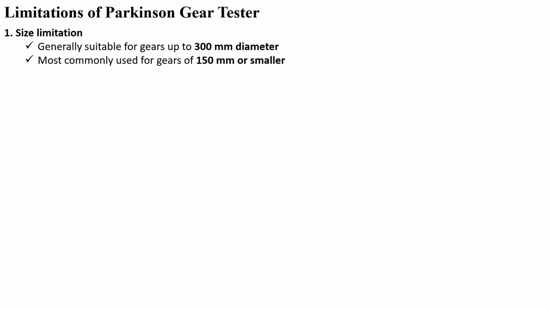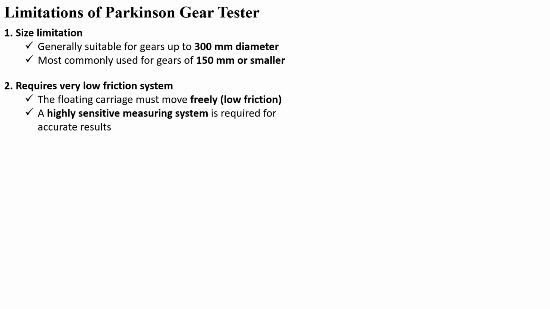This Parkinson gear tester also has certain limitations. The first one is the size limitation. This tester is generally suitable for gears up to 300 mm in diameter, but most commonly it is used for gears of 150 mm in diameter or smaller. The second limitation is that the test requires a very low friction system, which means the floating carriage must move freely, and a highly sensitive measuring system is required for accurate results.